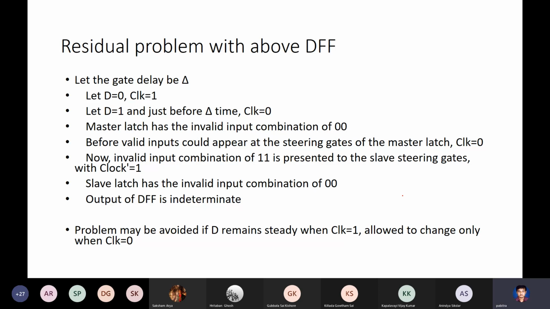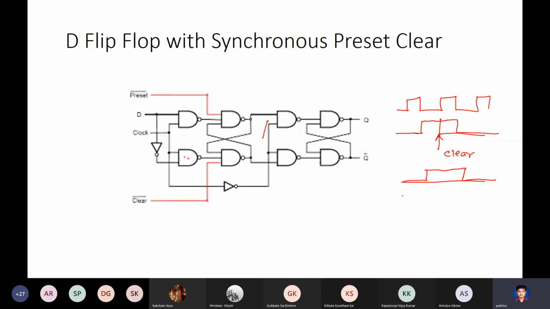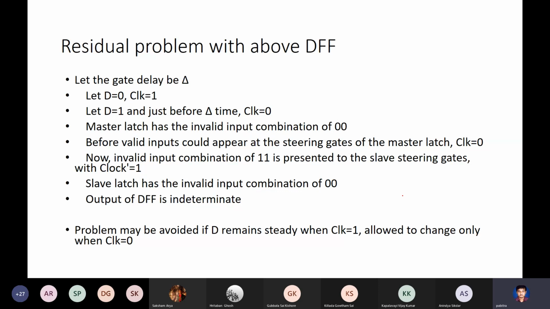Okay, so let's consider a D flip flop. If D is 0 and clock is 1, and D is initially 0, clock is 1. Suppose D becomes 1 when clock changes to 0, but before this, the delay has been taken care of. Then the master latch, if you look at any master slave D flip flop combination, it will come to an invalid state.